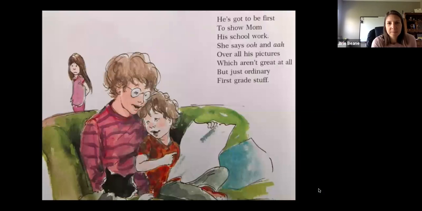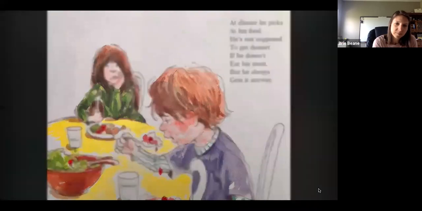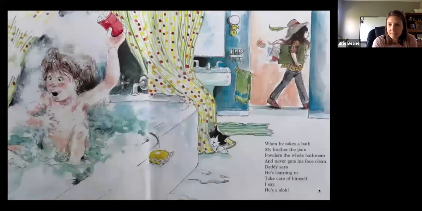He's got to be first to show Mom his schoolwork. She says, ooh, ah, over all his pictures, which aren't great at all, but just ordinary, 1st grade stuff. It's great stuff. At dinner, he picks at his food. He's not supposed to get dessert if he doesn't eat his meat, but he always gets it anyway. When he takes a bath, my brother, the pain, powders the whole bathroom and never gets his face clean. Daddy says he's learning to take care of himself. I say he's a slob.